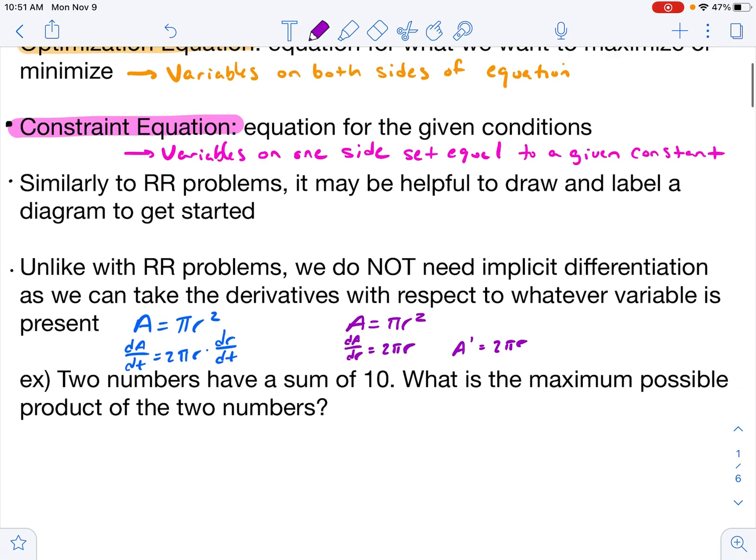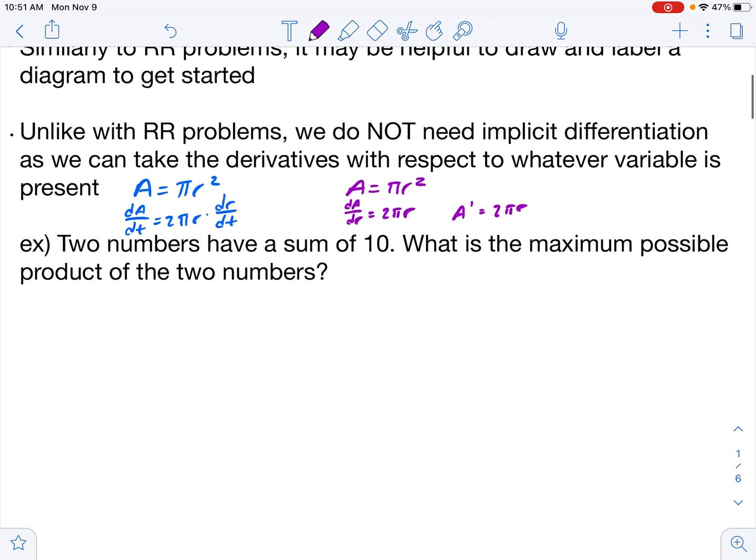Let's take a look at how this stuff works. In the first set of examples, we'll go through 4 examples. They're not too bad. And then in the second video, we'll go through some more complicated, complex examples.